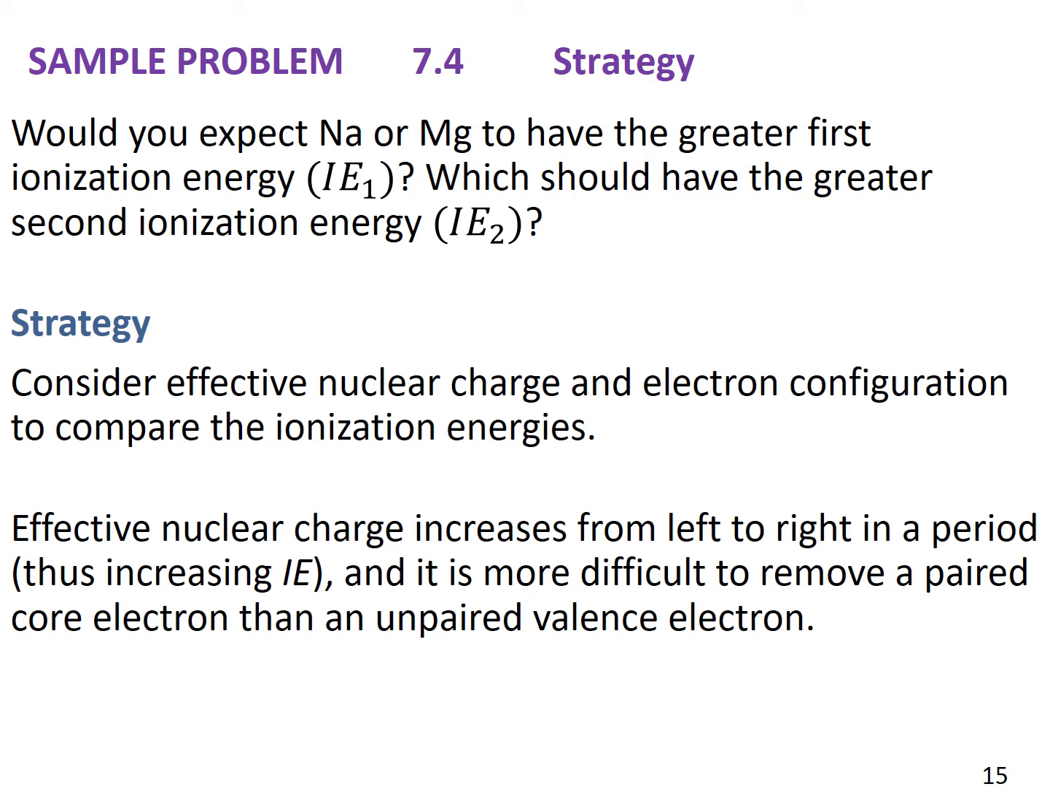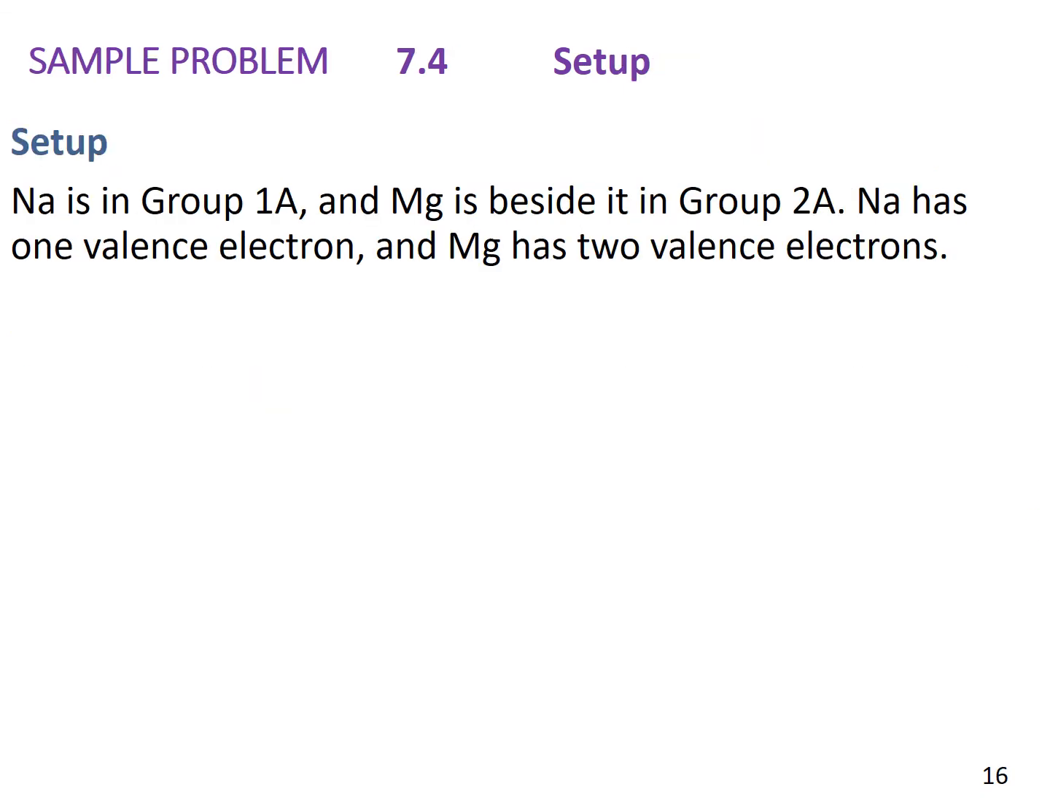Remember, the effective nuclear charge increases from left to right in a period, which is thus increasing the ionization energy, meaning it's more difficult to remove a paired core electron than an unpaired core electron. That is another aspect to this. Sodium is group 1, magnesium is beside it in group 2. Sodium has 1 valence electron, magnesium has 2 valence electrons.